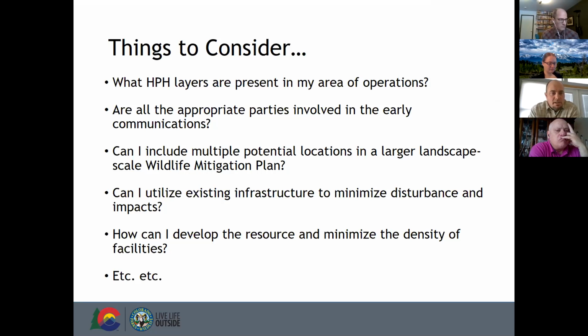And then along those lines, how can we develop the resource and minimize the density of facilities? As you're planning out a development, minimizing density of pads and access roads through directional drilling and using the existing infrastructure is always something that we think about as we're coming to the table in these discussions.